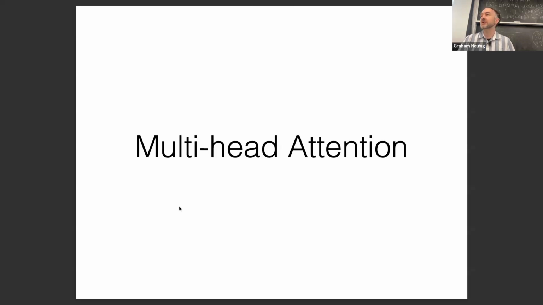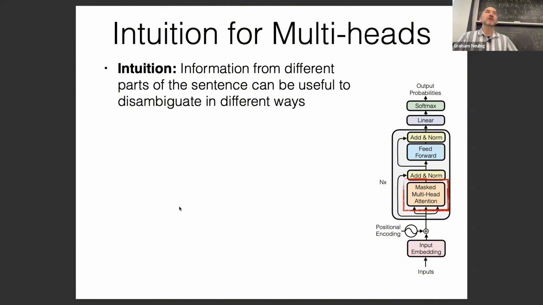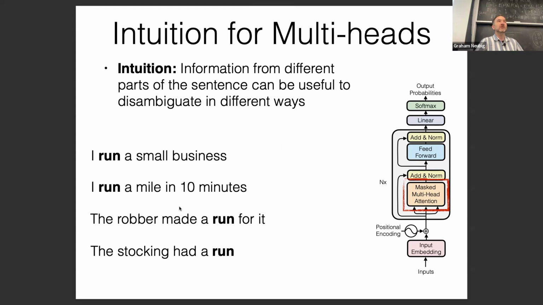The next thing is multi-head attention. This is an expansion of attention. The way it works is by doing different attention calculations for different parts of the model. The intuition is that information from different parts of the sequence can be useful in different ways. As I mentioned before, run is a very ambiguous word. We have: I run a small business, I run a mile in 10 minutes, the robber made a run for it, the stocking had a run. All of these mean different things.